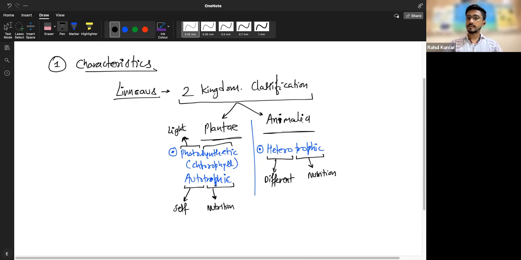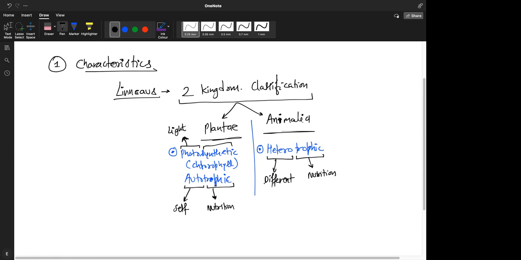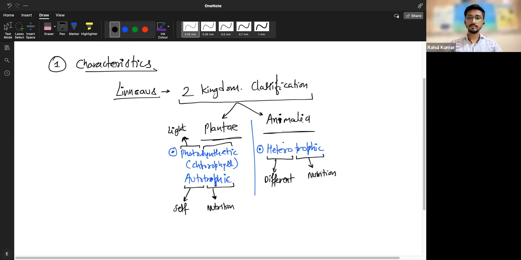So heterotrophic organisms rely on different sources for their nutrition. You understand? Yes, sir. And we rely on either plants or other animals to derive our nutrition. We cannot synthesize our nutrition in our own body. If we could have done that, then we would not have evolved at all.